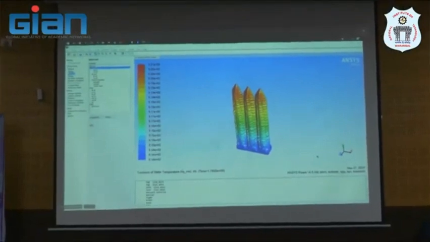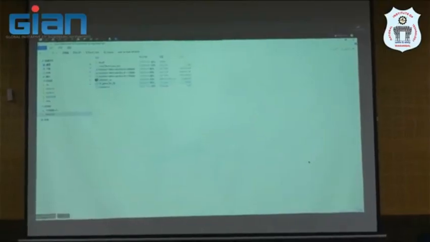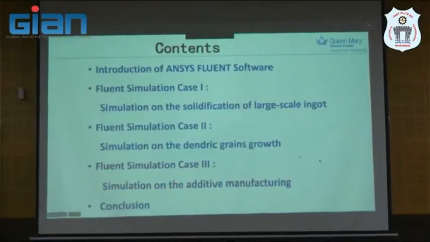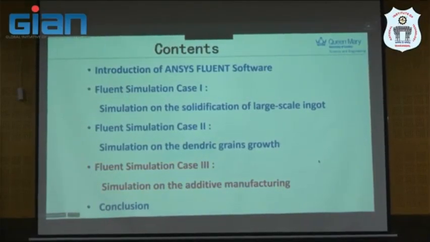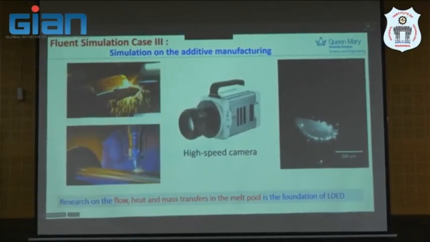Okay, I will close this one, and we'll go to the next simulation case. In the next simulation case, I will introduce additive manufacturing. The first one is LDED, which I mentioned in the previous slide. LDED is short for laser directed energy deposition.